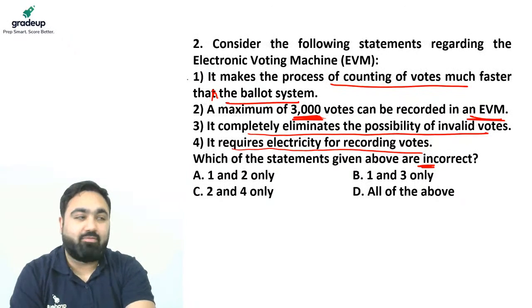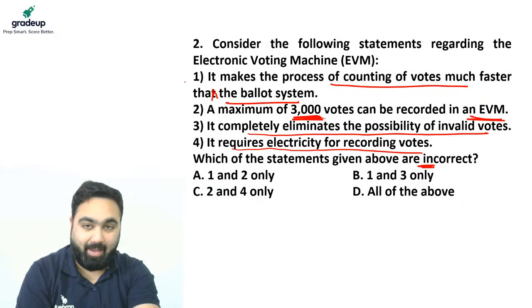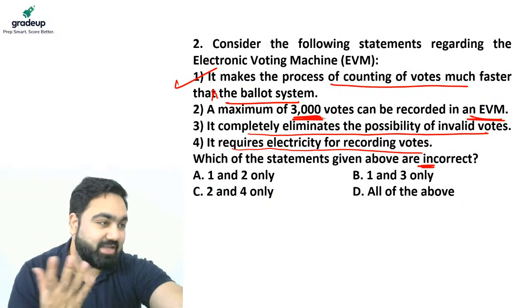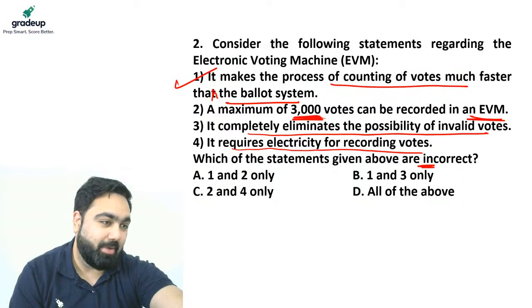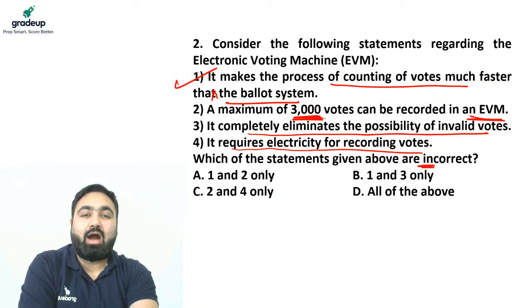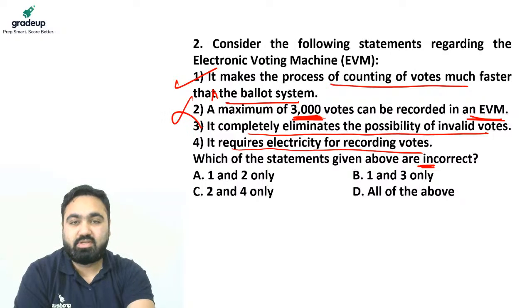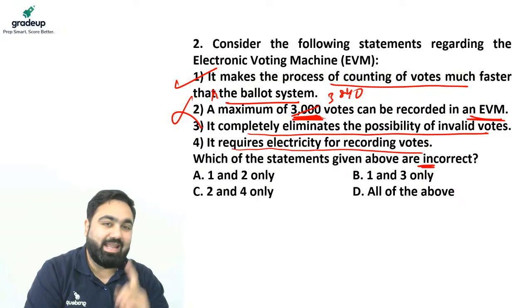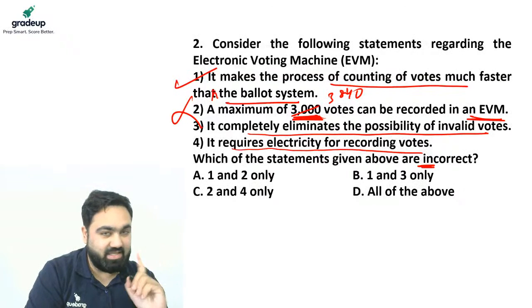Okay, so let's see which of these are correct. Number one, it makes the vote counting much faster. This is absolutely correct. Obviously, it makes the counting much faster. You don't have to count the papers. Second, it can count a maximum of 3000 votes. Nope. It can count a maximum of 3840 votes. 3840 is the maximum capacity, 3000 is not.